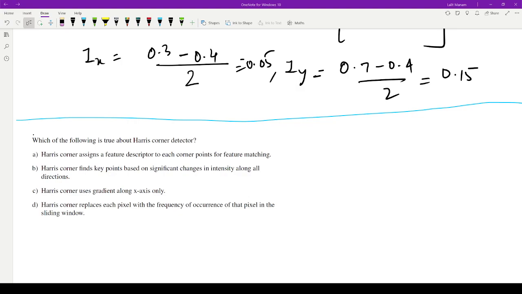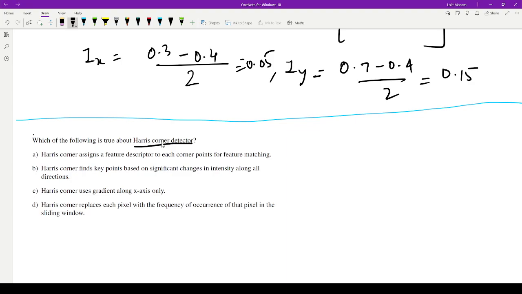Okay, I guess no clear view on what's Harris corner detector. Okay, let's first understand what is Harris corner detector. Can you revise what's that? If you are able to recall it, then these points will be clear which one is right.